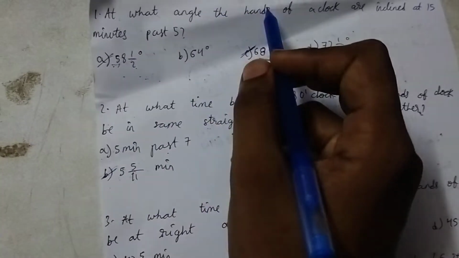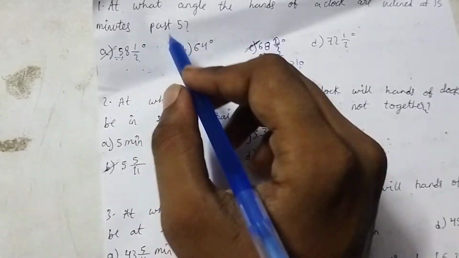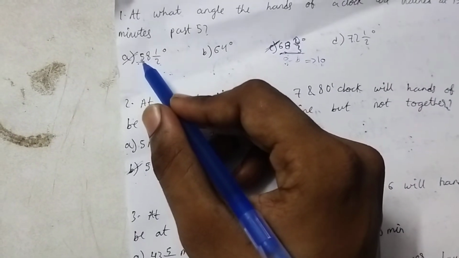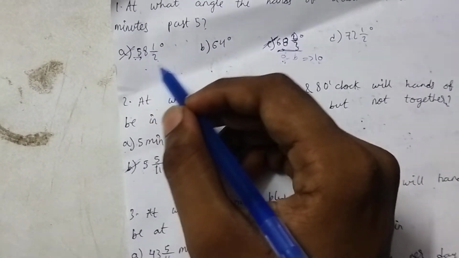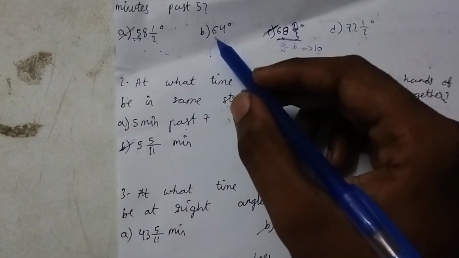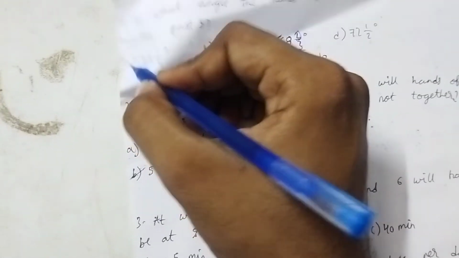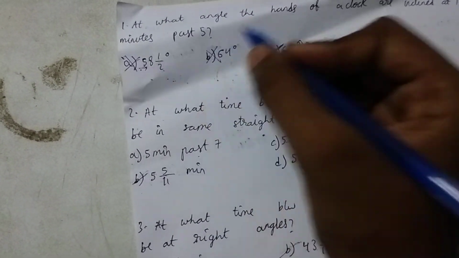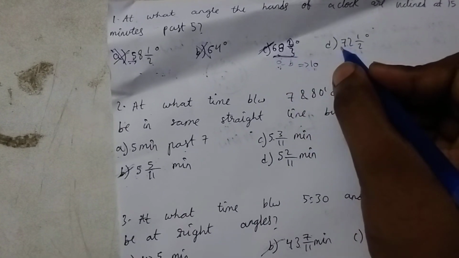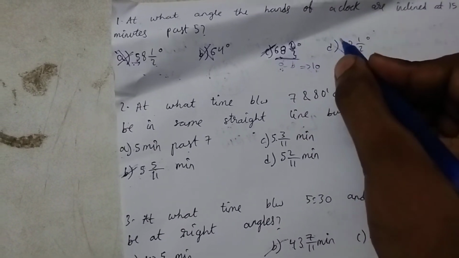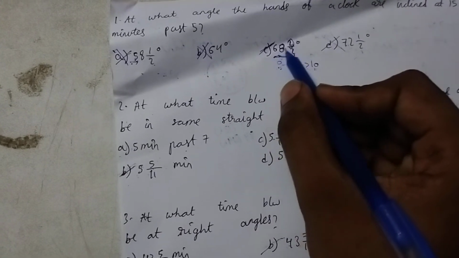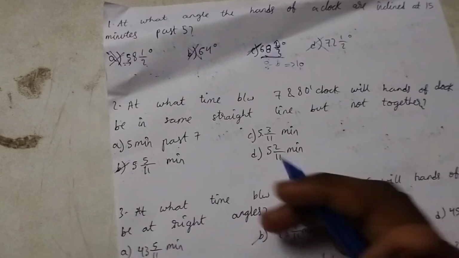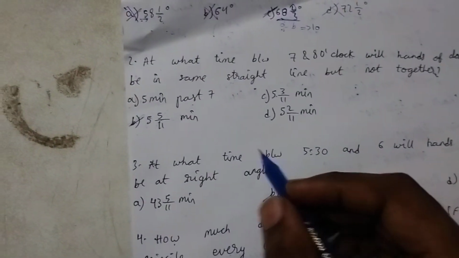At what time the hands of a clock are inclined at 15 minutes past 5? When we see this option, 58 plus 1 means 59, which is not divisible by 10, so we have to leave that option. And 64, which is not divisible by 10, so we have to leave this option. And 72 plus 1 not divisible by 10, so we have to leave this option. 68 plus 2 equal to 70, which is divisible by 10, so we have to pick this option.